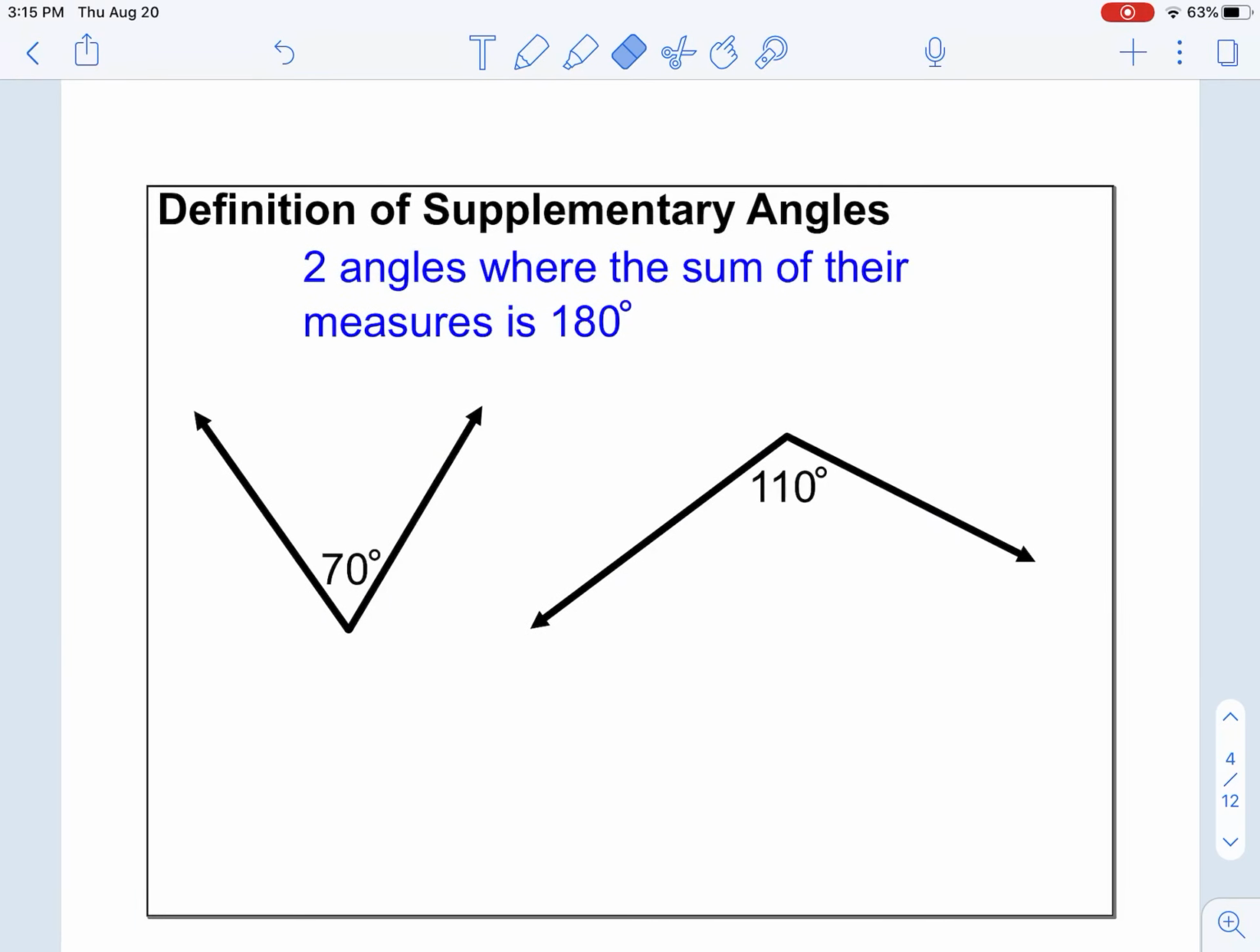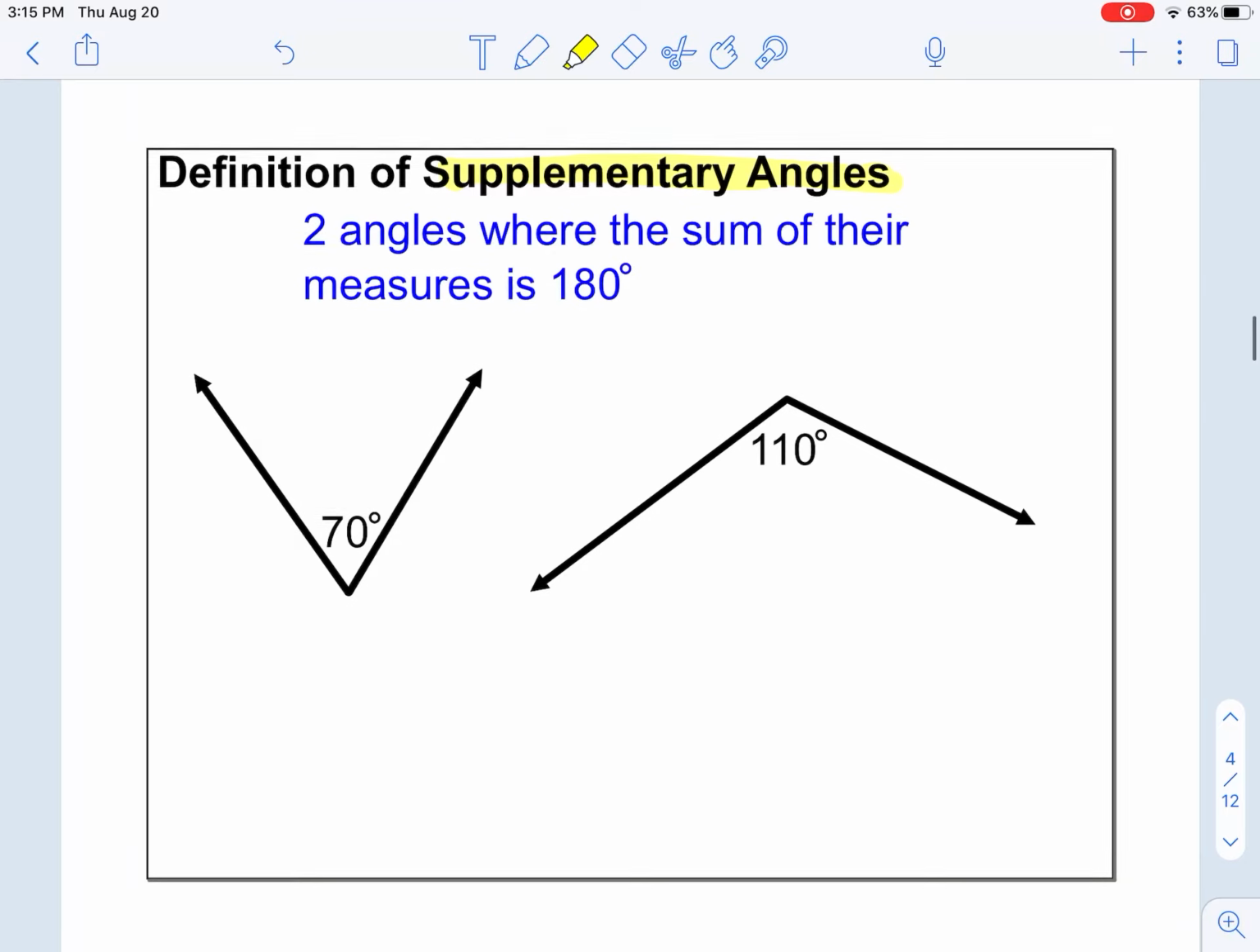All right, next, the definition of supplementary angles. Supplementary angles are two angles that add up to 180. So when I ask you in class a little bit later today what supplementary means, I don't want to hear 180. Supplementary doesn't mean 180. Supplementary means their sum is 180. So two angles that add to 180.